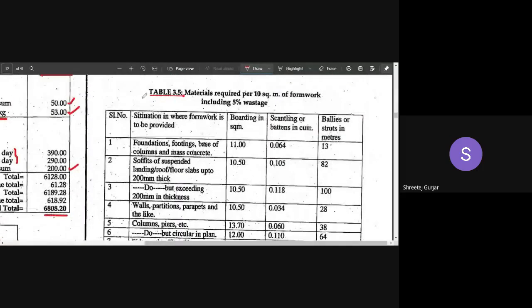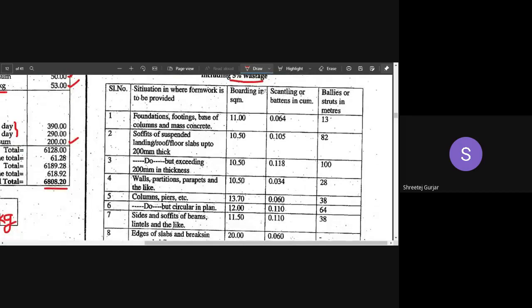So let us look into this particular table number 3.5. Here are the materials required for various kinds of works, like foundation work, beam or slab work, wall, partition walls, column work. The different materials required for these works are given. Usually we consider 10 square meter of formwork, including wastage.